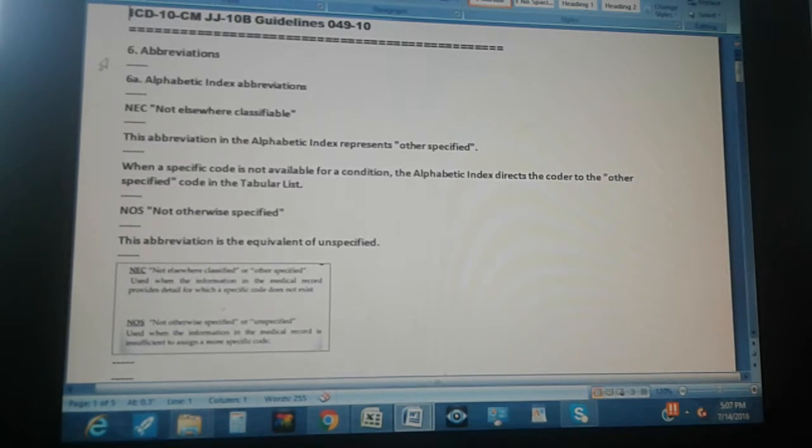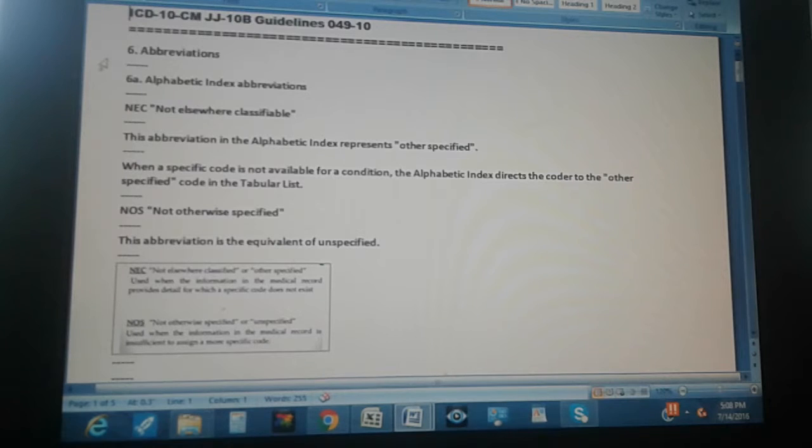All right, let's read now. Abbreviations, 6A, alphabetic index abbreviations. NEC, not elsewhere classifiable. Not elsewhere classifiable means that even if you have all the medical information, you can't find a code. This abbreviation in the alphabetic index represents "other specified." When a specific code is not available for a condition, the alphabetic index directs the coder to the other specified code in the tabular list.